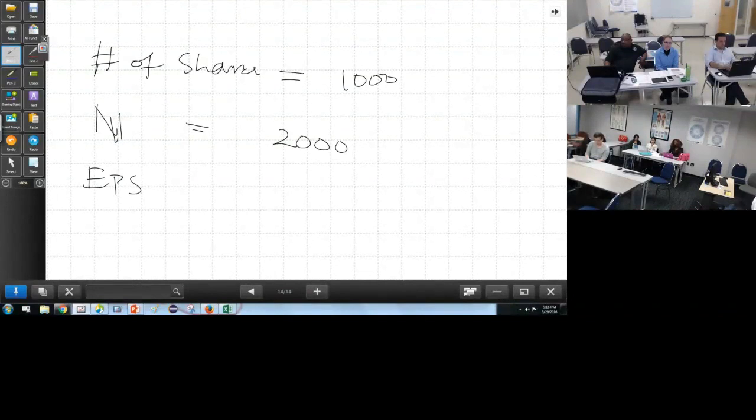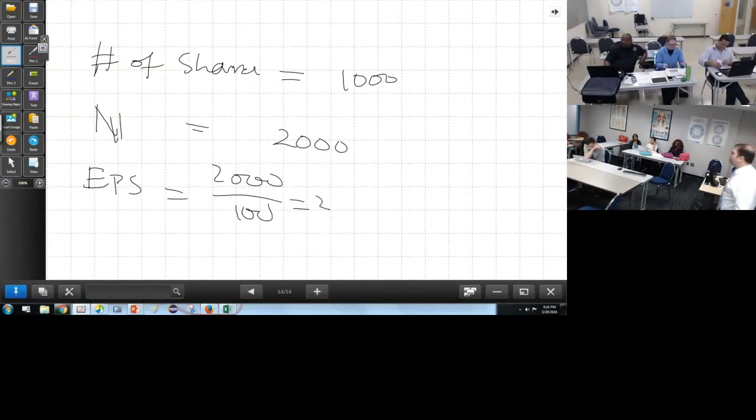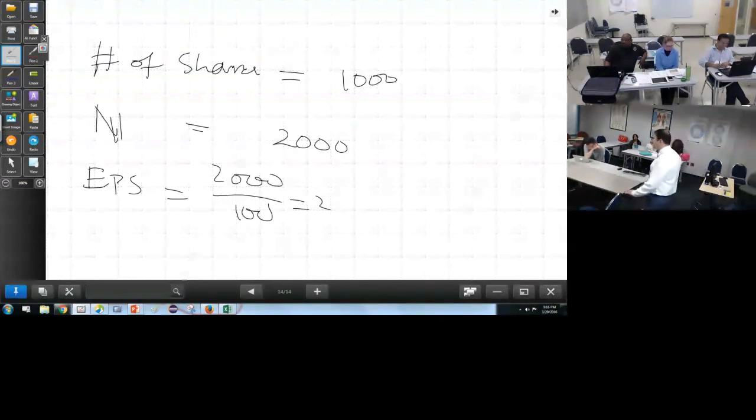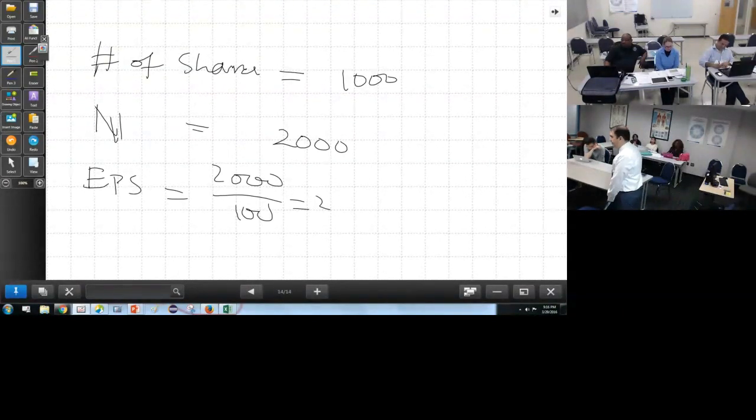EPS. The earnings per share is 2. 2,000 divided by 1,000 equals 2. In other words, the company earned $2 for each share. Now, is a bigger number more favorable here? Of course. Investors would like to have a higher earnings per share. And this is what we may also call the earning power of the company. It has more earning power for the shareholders.